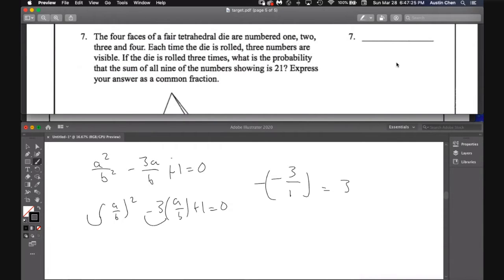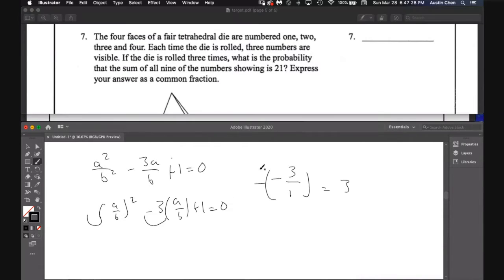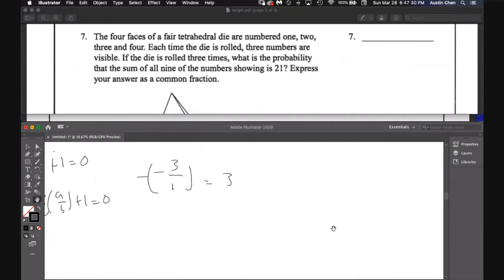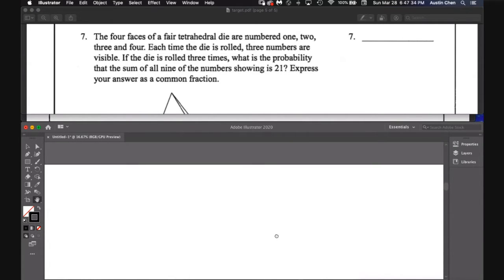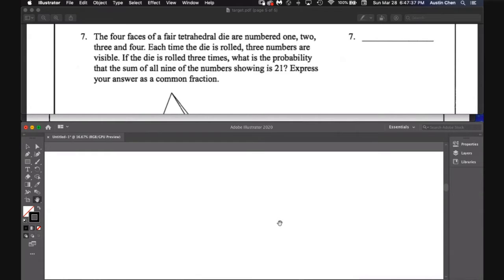The four faces of a fair tetrahedral die are numbered 1, 2, 3, and 4. Each time the die is rolled, 3 numbers are visible. If the die is rolled 3 times, what is the probability that the sum of the 9 numbers showing is 21? Express your answer as a common fraction.